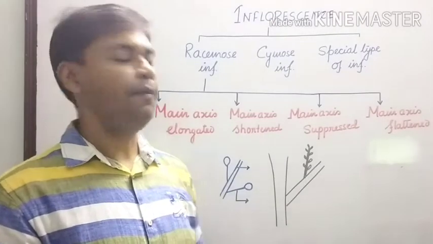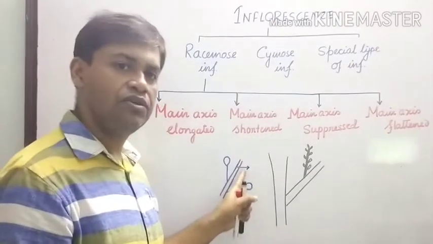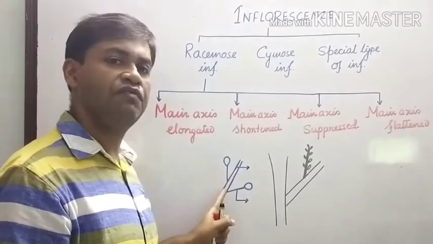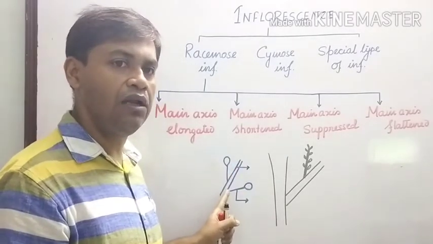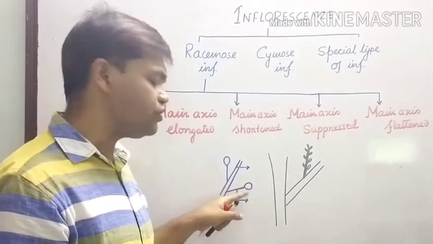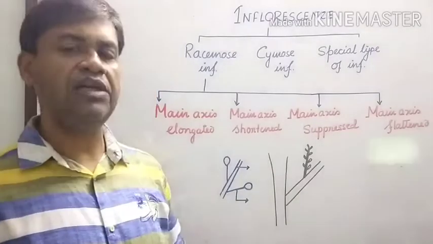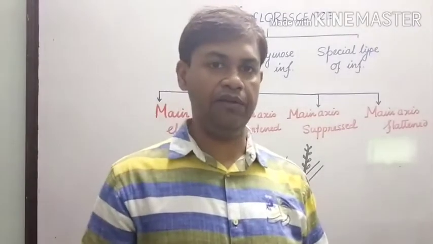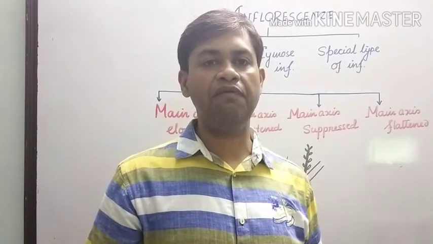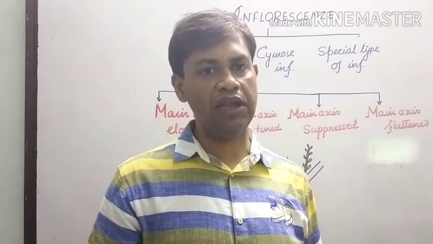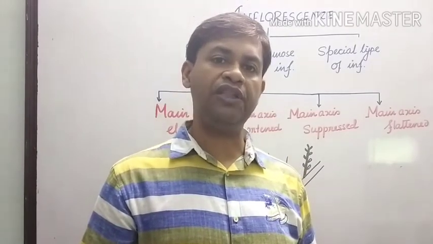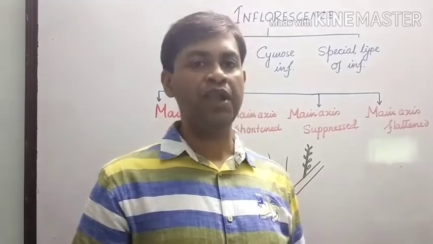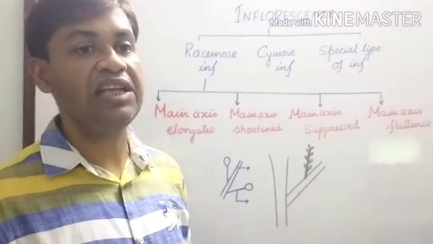flower. Okay, the main axis of the inflorescence is called the peduncle or rachis, and the stalk on which the flowers are borne is called the pedicel. The flowers which have the pedicel are called pedicellate flowers, and those which are without the pedicel are called ex-pedicellate or sessile flowers.